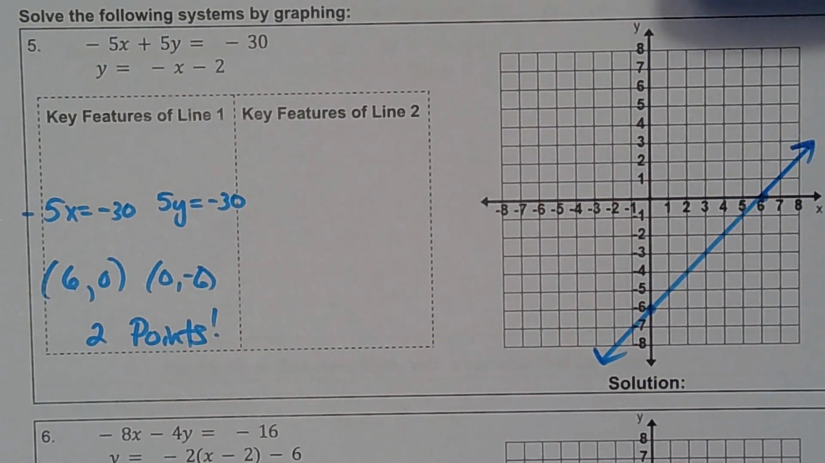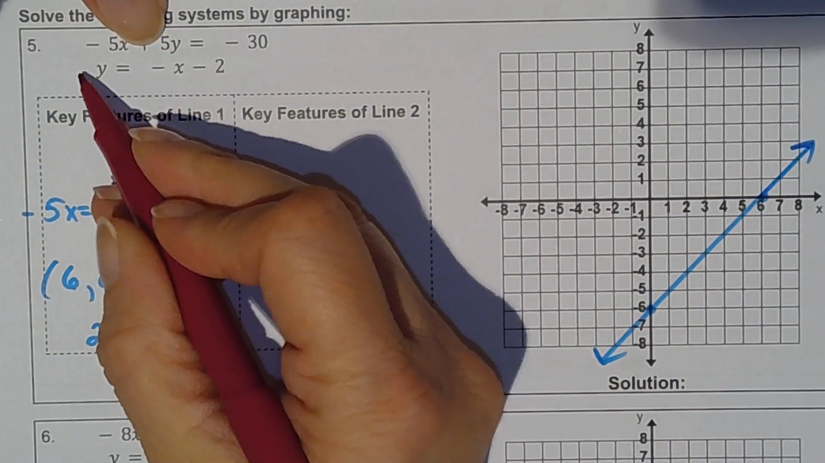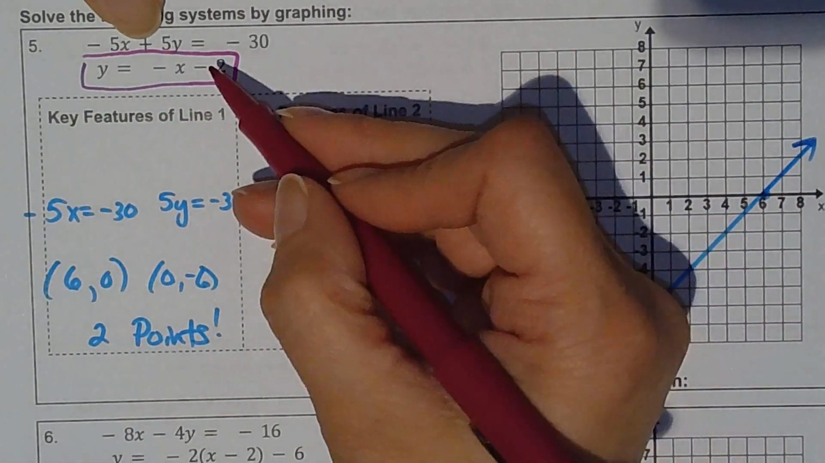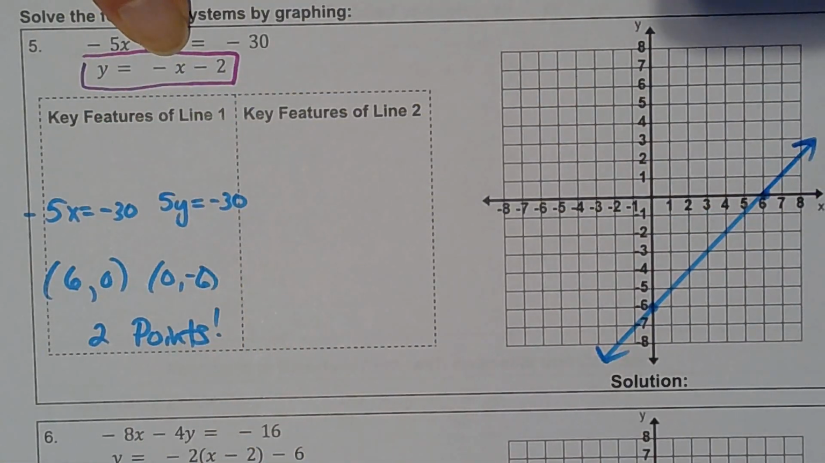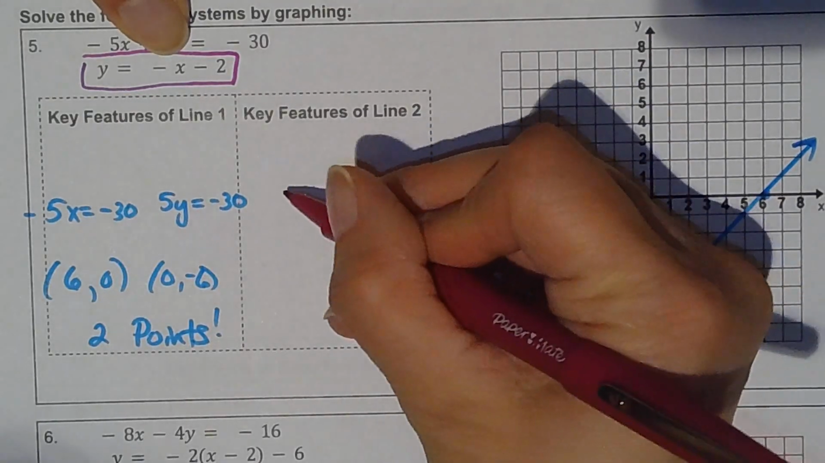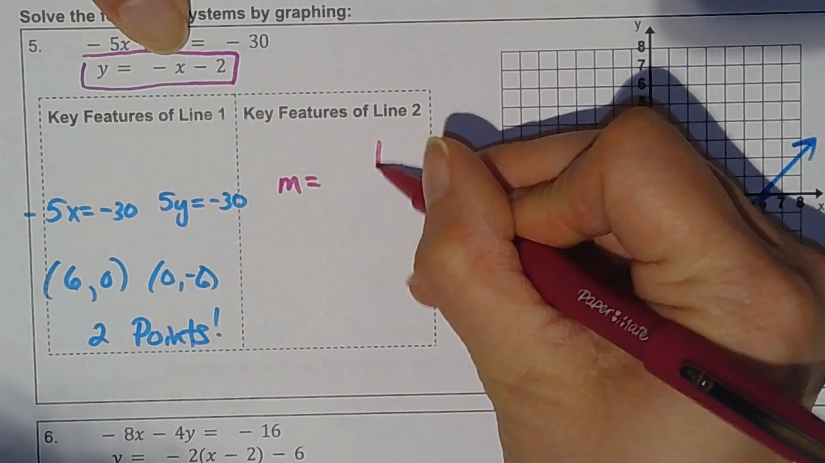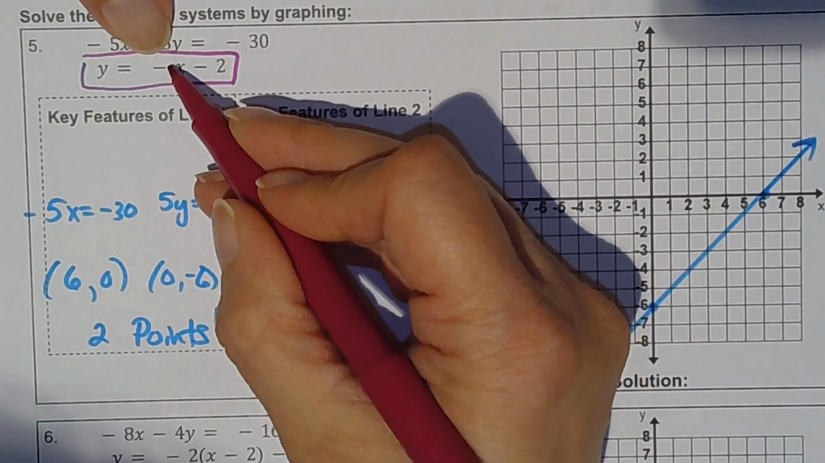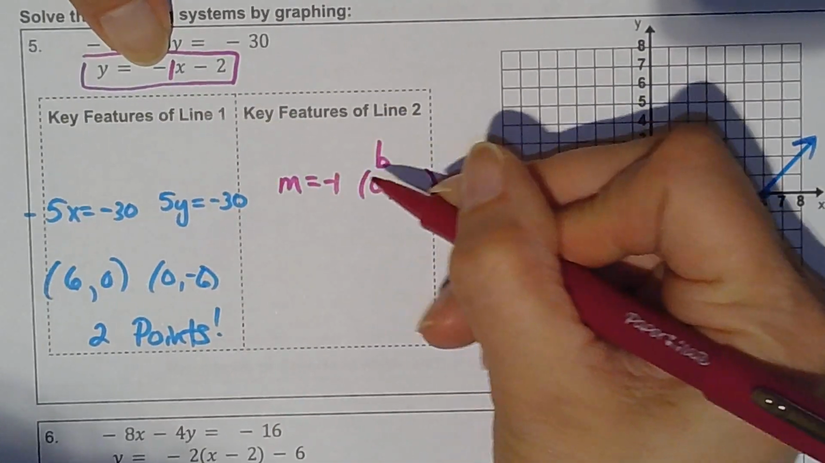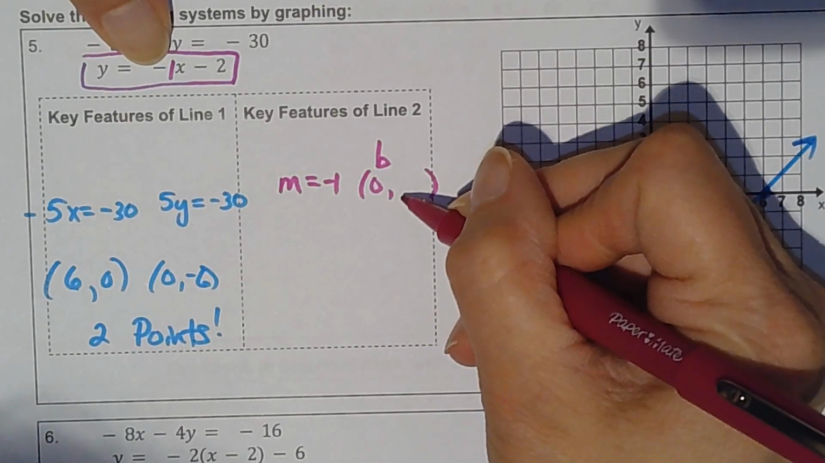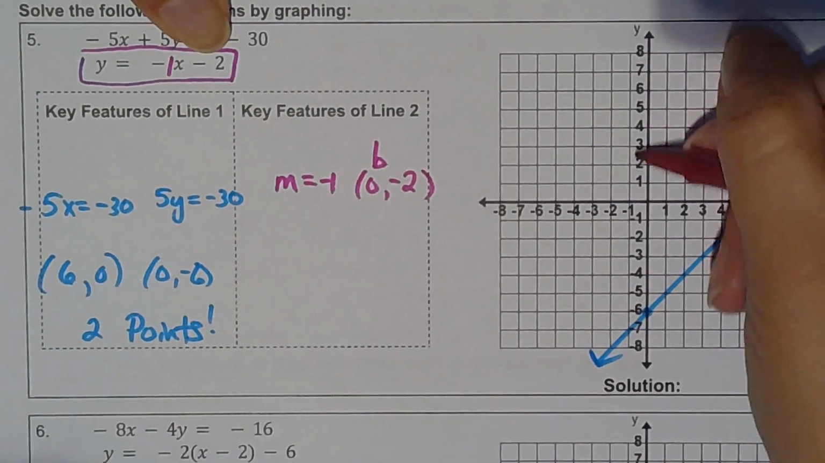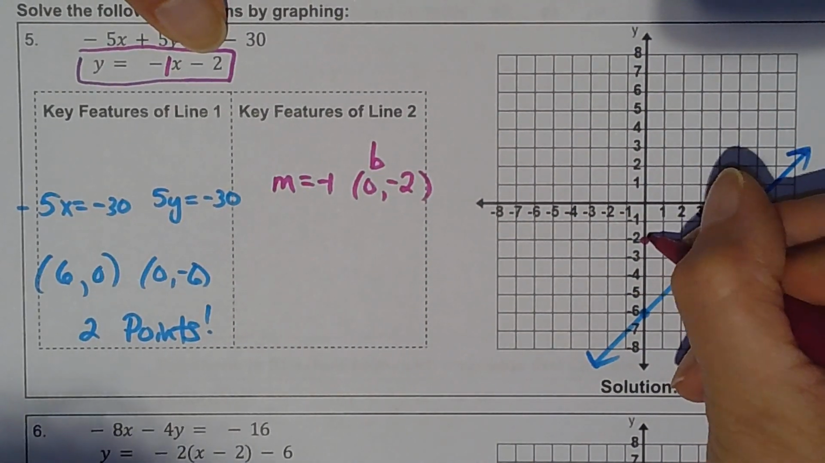I'm going to switch colors for the second line. This second line right here is in slope-intercept form. What are the key features for slope-intercept form? We have an M and we have a B. B is the y-intercept. The slope number right here is -1. And what is the y-intercept number? -2.